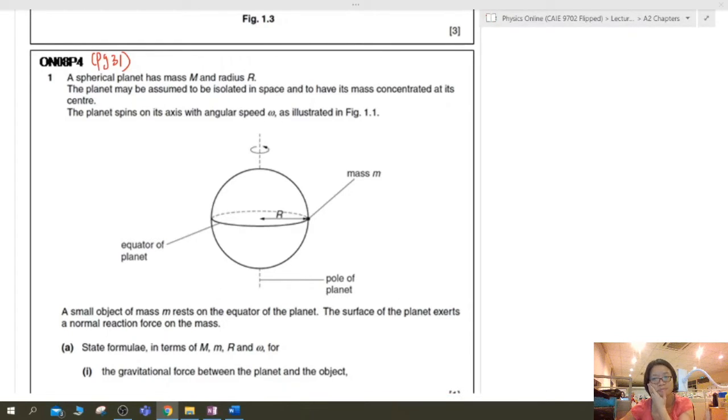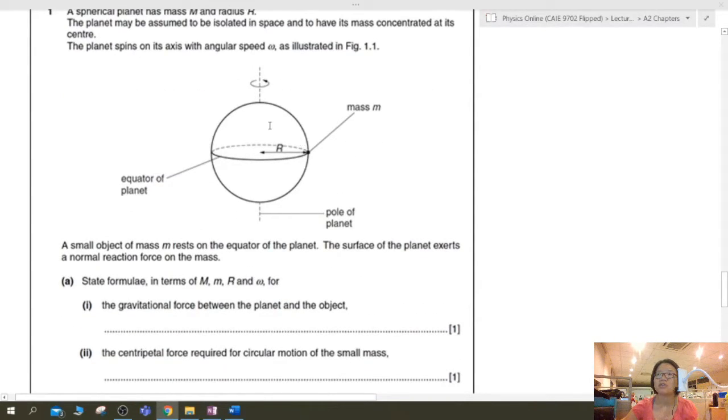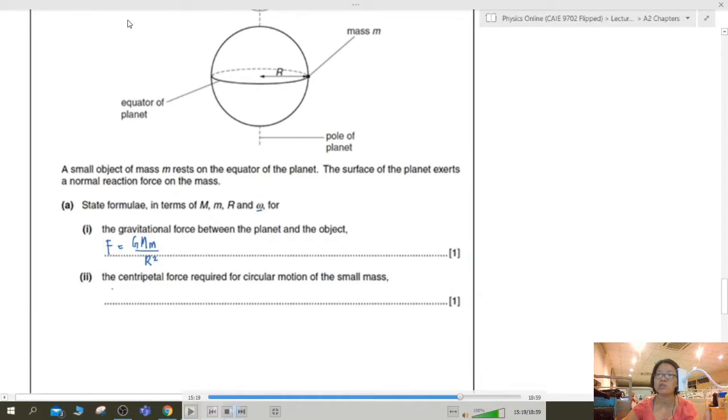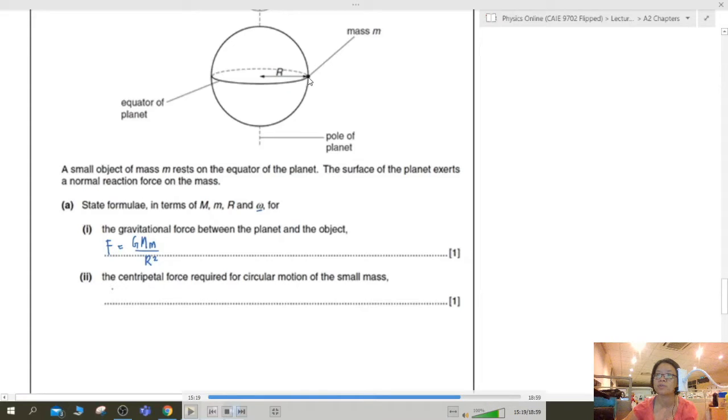Okay, so in this particular question, you have a spherical planet, like planet Earth. This question is kind of like a bonus in the beginning because you are asked to state the formula of the gravitational force between the planet. So just GMm over r squared. Be careful, read the question: M is the planet, small m is the mass on the surface of the planet, and r is the distance between the surface and the center, which is what you're going to use. The next part will be centripetal force.